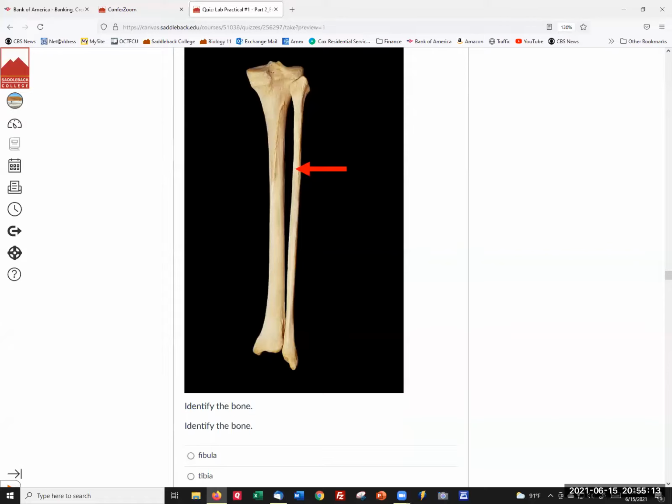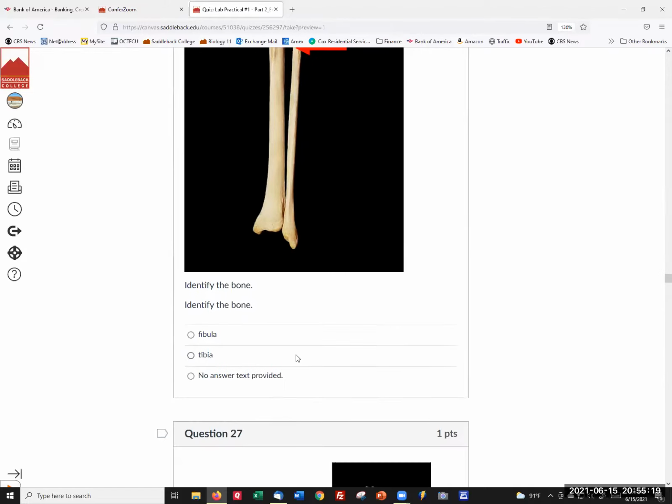Name the bone. What's the bone? Fibula. Sure. And now we're back to multiple choice. I like this. And with only 3 answers. No, only 2 answers.